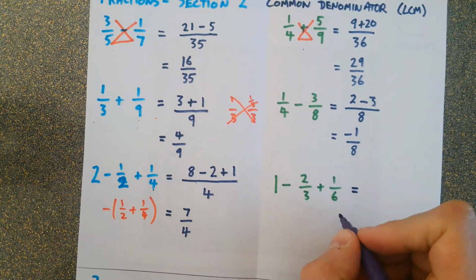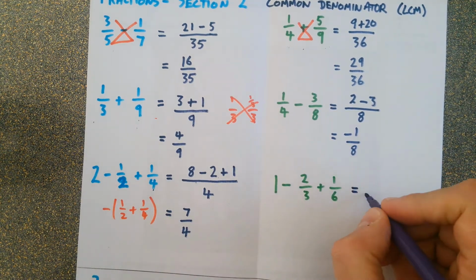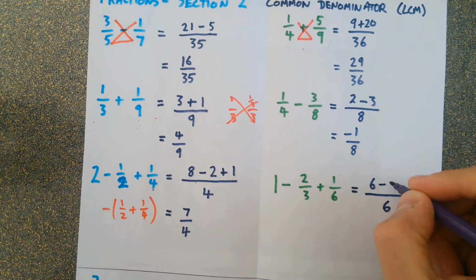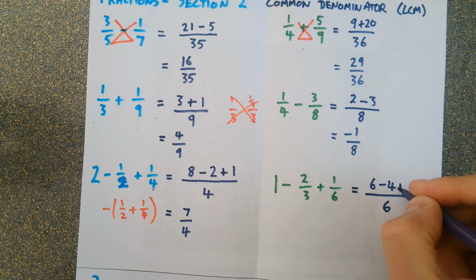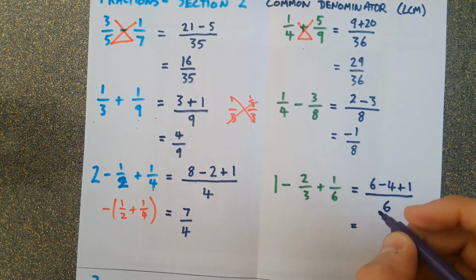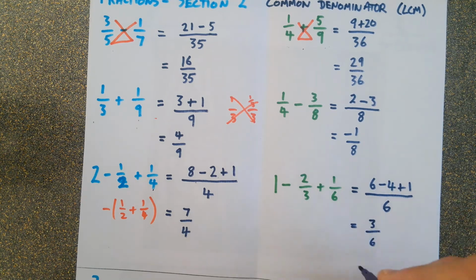Okay, so your common denominator here is going to be 6. 1 is 6 over 6. 2/3 is 4 over 6. And 1/6 is 1 over 6. 6 minus 4 is 2, plus 1 is 3. So your answer is 3 over 6, which is a half.